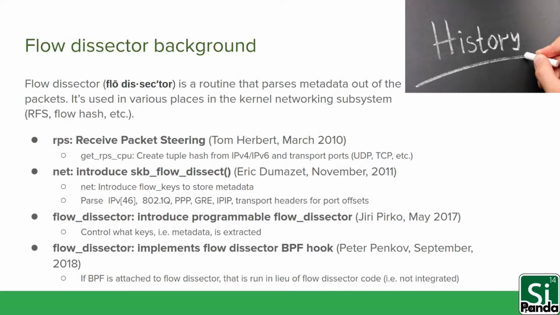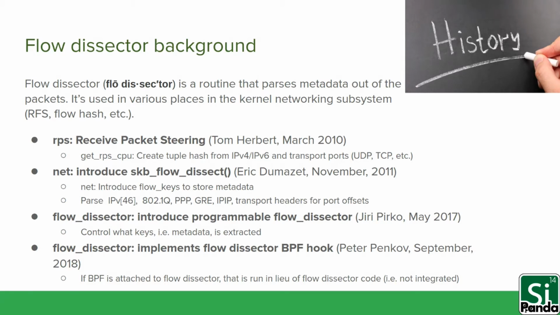So let's start with looking at flow dissector. Flow dissector is a Linux kernel function. It is defined in some of the BPF documentation as a routine that parses metadata out of packets. It's used in various places in the kernel networking subsystem, RFS, flow hash, etc. So this is a key function, and it's been developed over quite a few years.